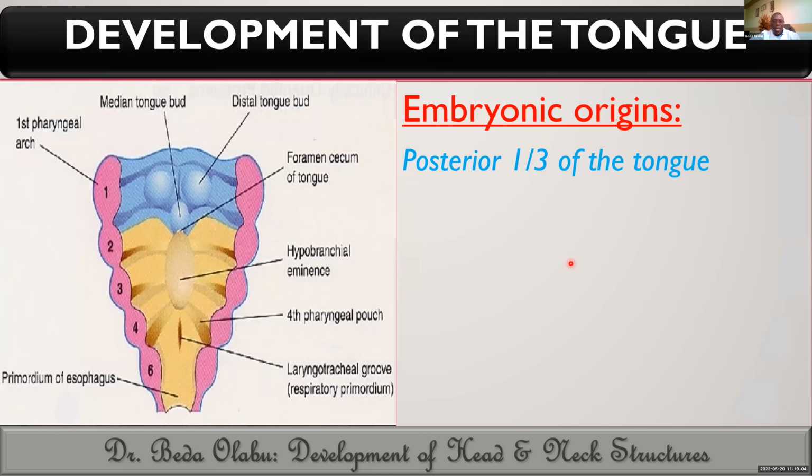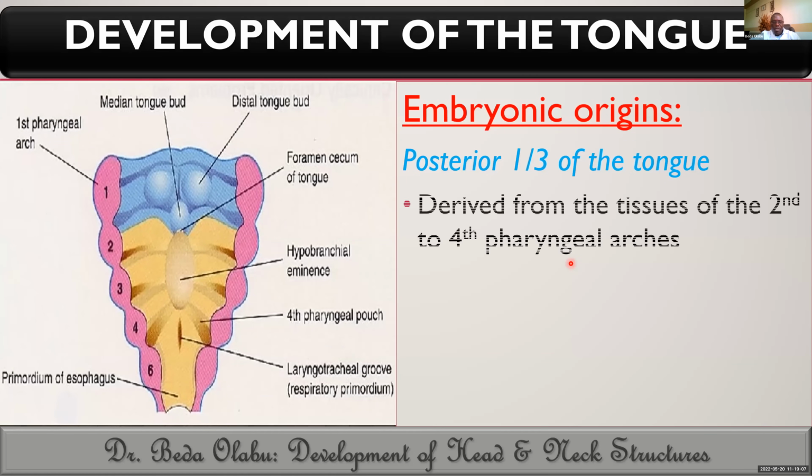How about the posterior 1/3 of the tongue? The posterior 1/3 of the tongue is derived from the tissues of the second to the fourth pharyngeal arches. The one of the second is very minimal, really, and it even migrates anteriorly. And so we largely remain with the third and the fourth ones contributing predominantly. In this image, we can see the level of the second arch in yellow, the level of the third arch in yellow, the level of the fourth arch in yellow.